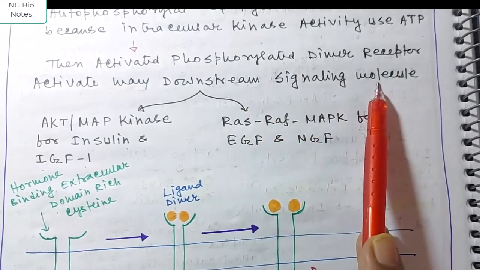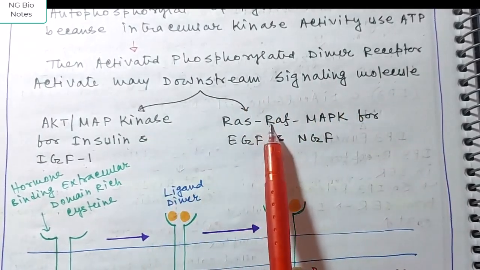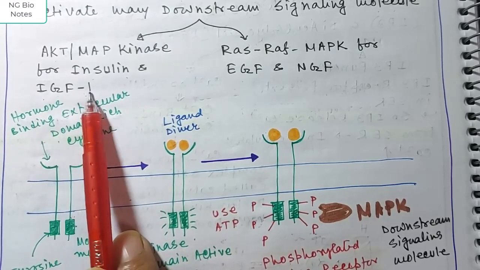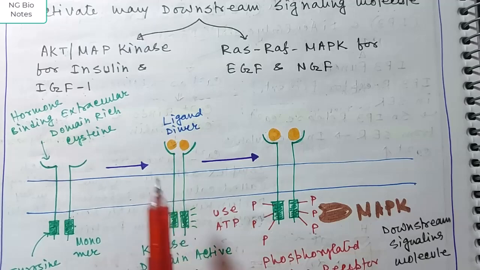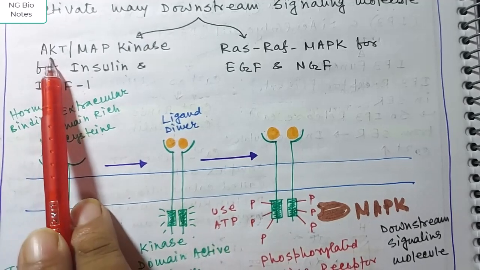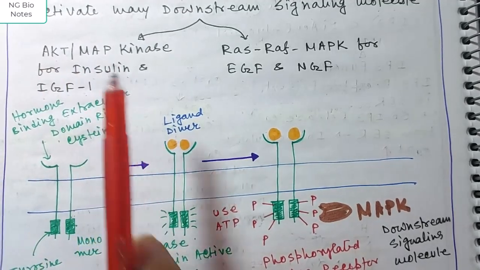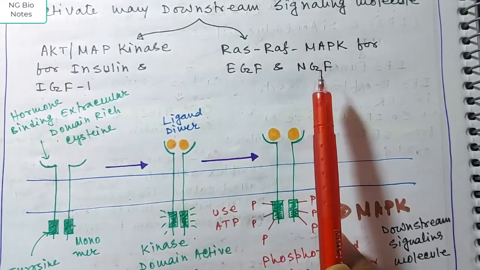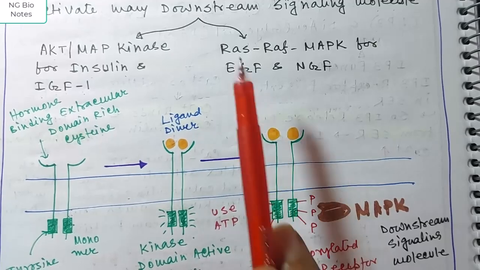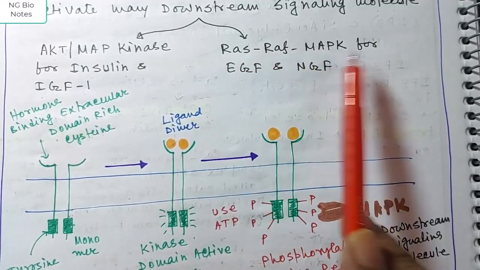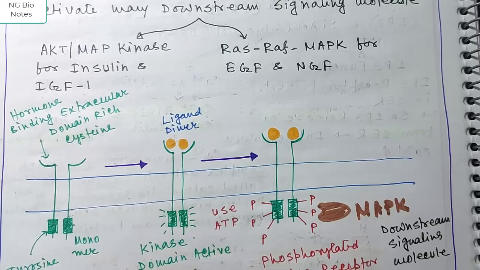These downstream signaling molecules may again be of different types. When insulin or IGF-1 binds with this receptor tyrosine kinase, the downstream signaling molecules will be AKT or MAP kinase. But when EGF and NGF bind with this receptor tyrosine kinase, then RAS, RAF and MAP kinase downstream signaling molecules will be activated.